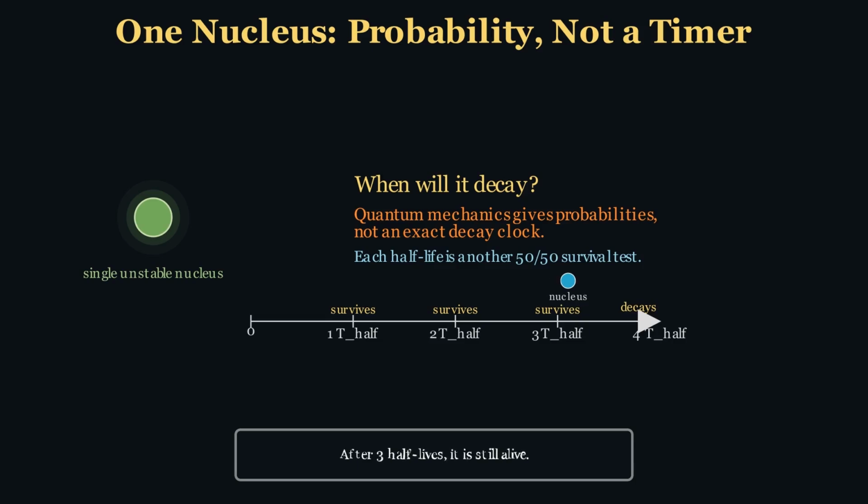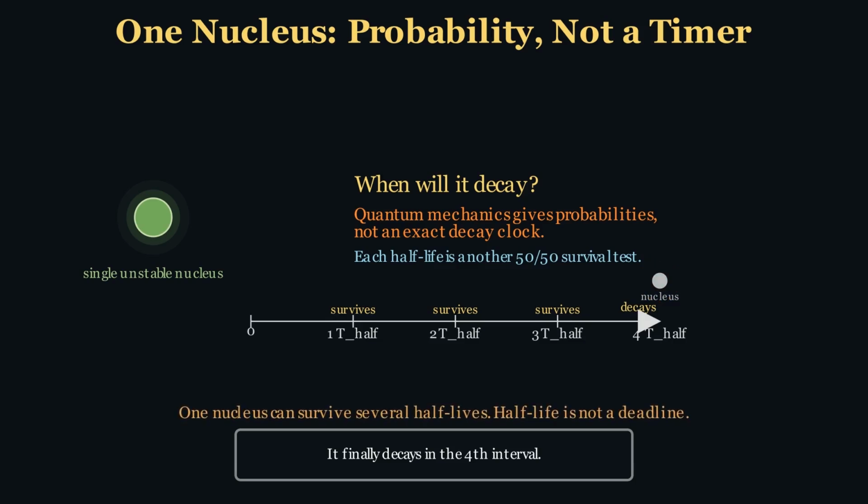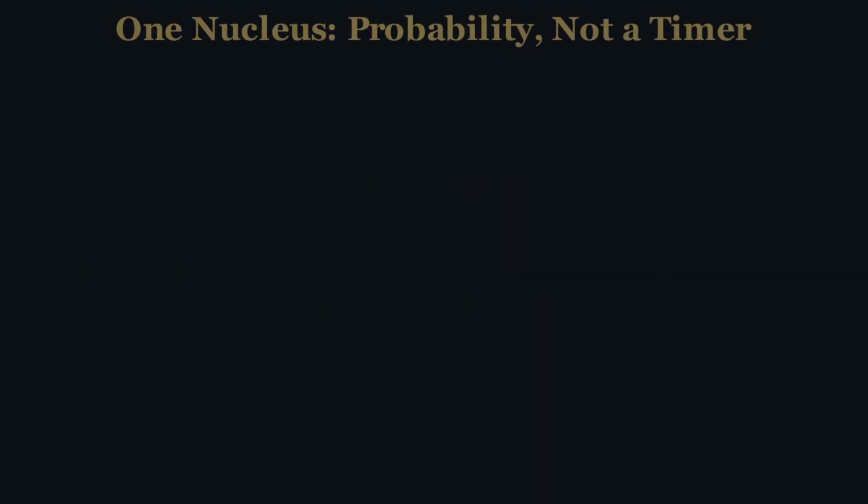In the next interval, the rule is still the same. Another 50-50 survival test. That is why a single nucleus can survive several half-lives and still behave completely normally. What looks strange for one nucleus becomes clearer when we look at many nuclei together.